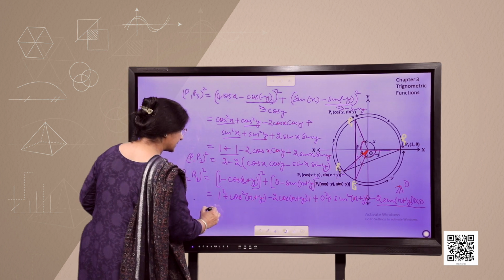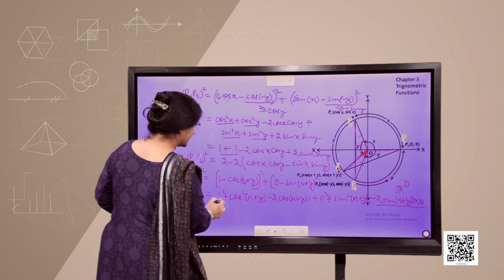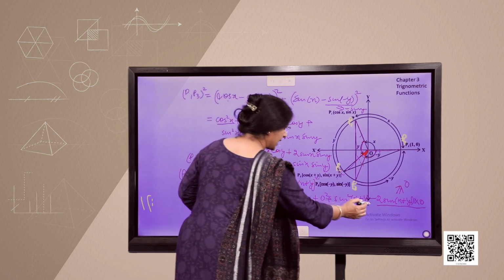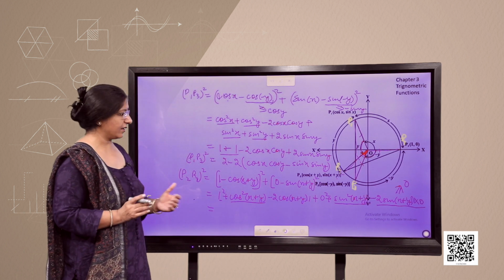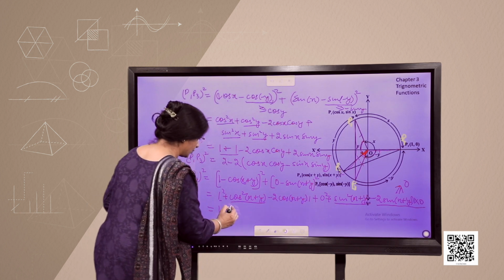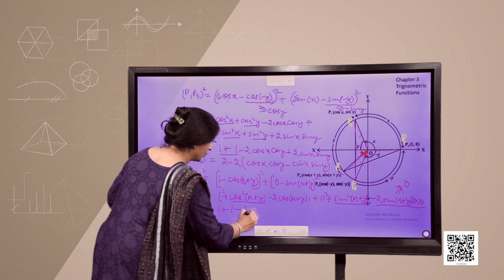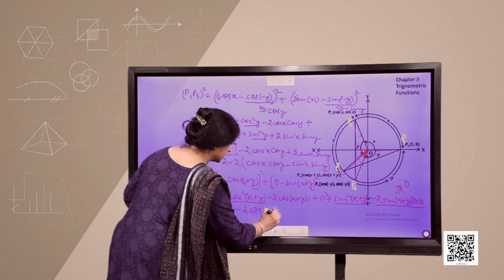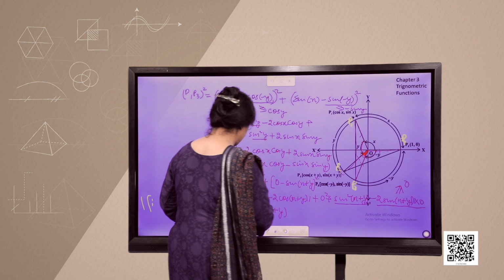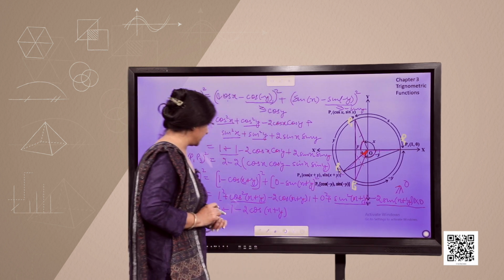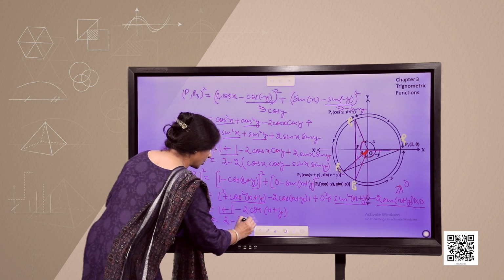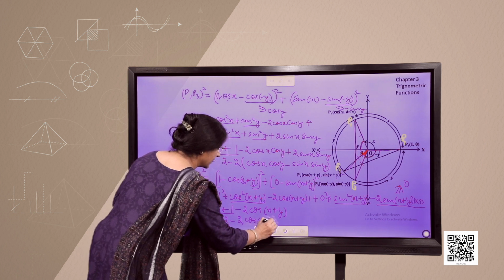Now, the distance is, here we have 1 square, here cos square(x+y) and sin square(x+y) will together make 1. So, this 1 and the sum of these two terms will also give us 1, minus 2 cos(x+y), and that is all, because we have already shown that this term is 0, and this can be written as 2 minus 2 cos(x+y).